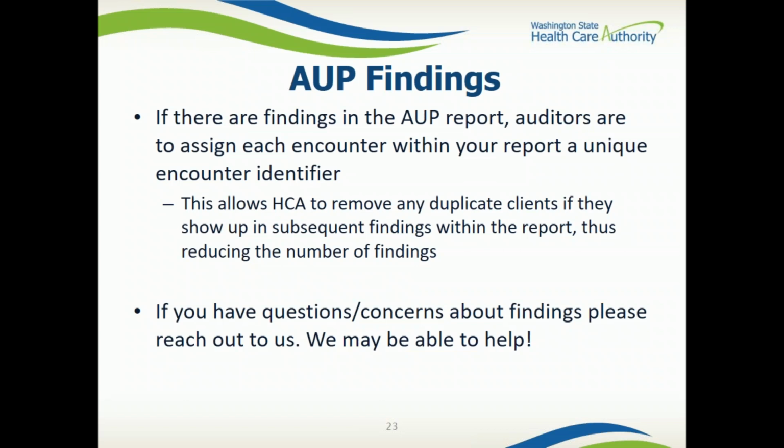But if there are findings on your report, auditors should assign each encounter in your report a unique encounter identifier, because that allows HCA to remove subsequent findings. So say that you have one encounter and you call it encounter A, and it has a finding, and it shows up in the first test of your AUP. When you move on to the second test, if it were to show up again, HCA would remove that second occurrence for that finding. So that's why a unique encounter identifier is important.